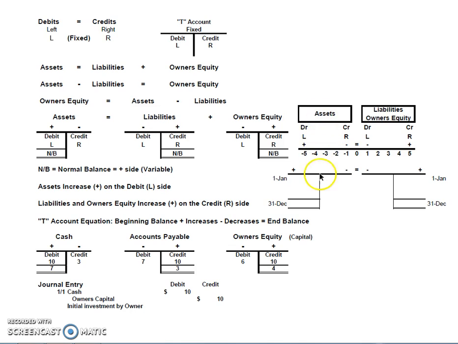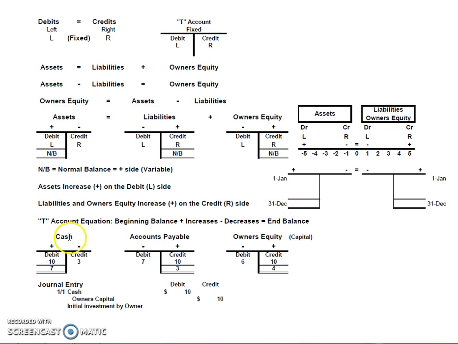These are T accounts for assets. You'll notice they increase on the debit side, decrease on the credit side. This is a T account for liabilities and equity. They would normally increase on the credit side, decrease on the debit side, and there are the normal balances. We have an equation for T accounts, and it's beginning balance plus increases minus decreases equals end balance. So if we had a homework question that was missing one of the variables, we could figure out what it is pretty easily.